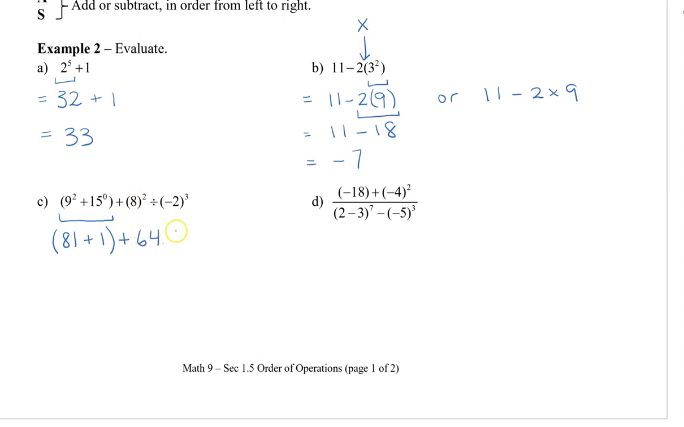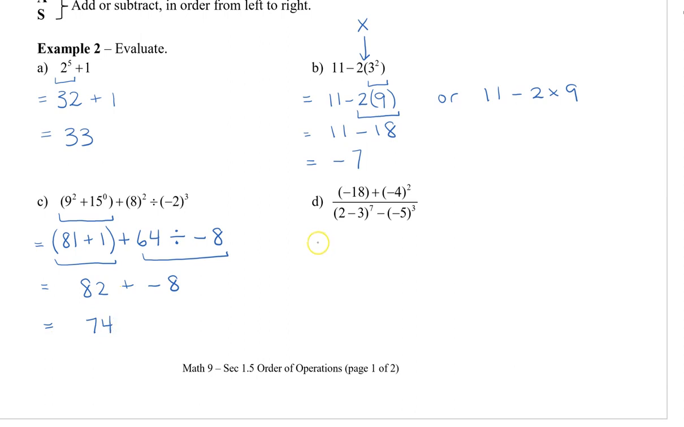So 64. And that's going to be divided by negative 2 cubed. And remember that we have negative 2 times negative 2 times negative 2, which means that this is going to be negative 8. All right, so we're still going to work with our brackets first. So that's going to be 82. And we have plus. And we're also going to do our division at the same time because nothing else affects that. So 64 divided by negative 8 is negative 8. And then 82 plus negative 8 is 74.